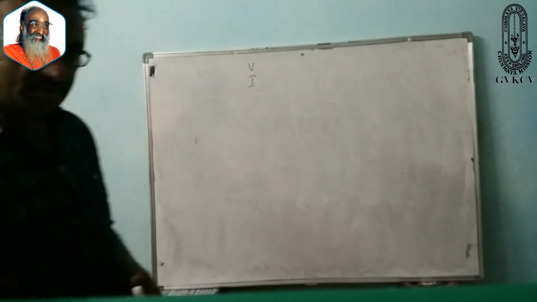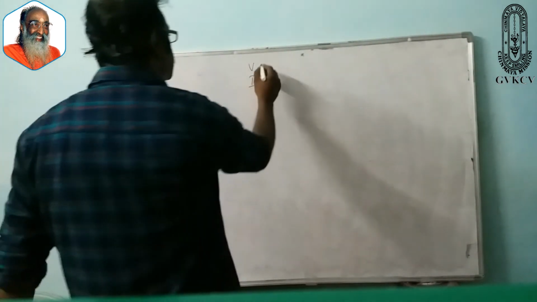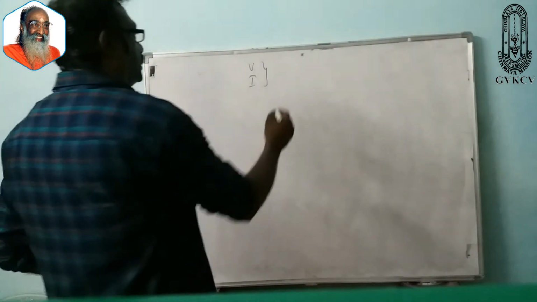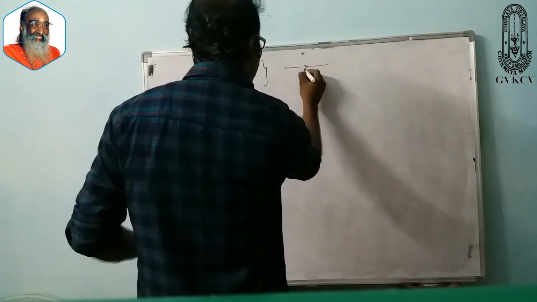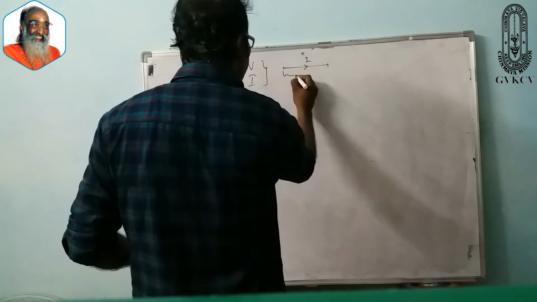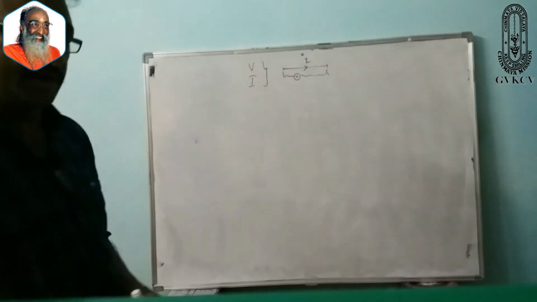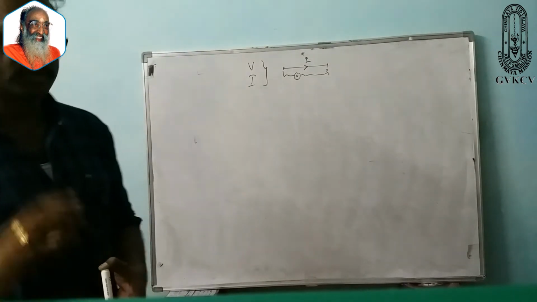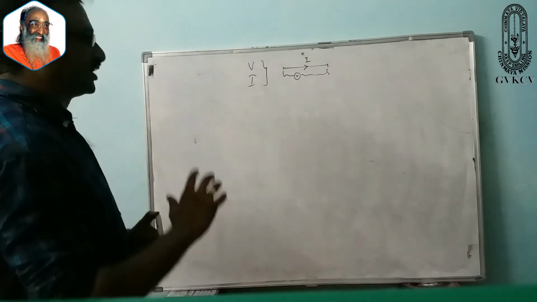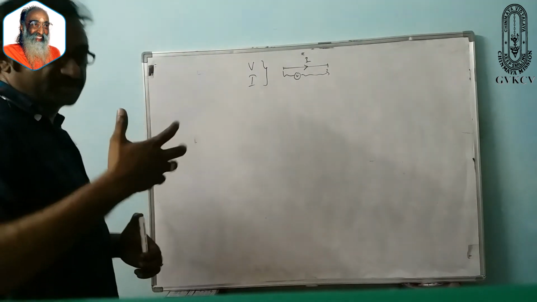Now the question is, is there any relation connecting this V and I? That means the current in the conductor and the potential difference across its ends. Is there a relation connecting these two? For this, let's go with a diagram and understand what the relation is, or if it is there, how the relation is.